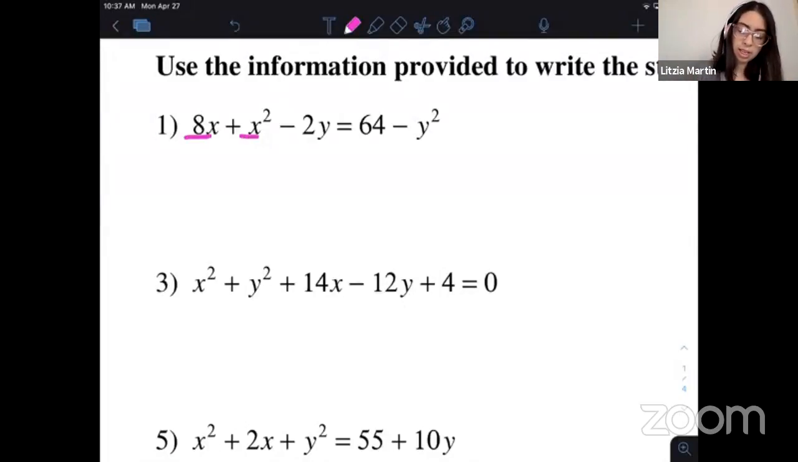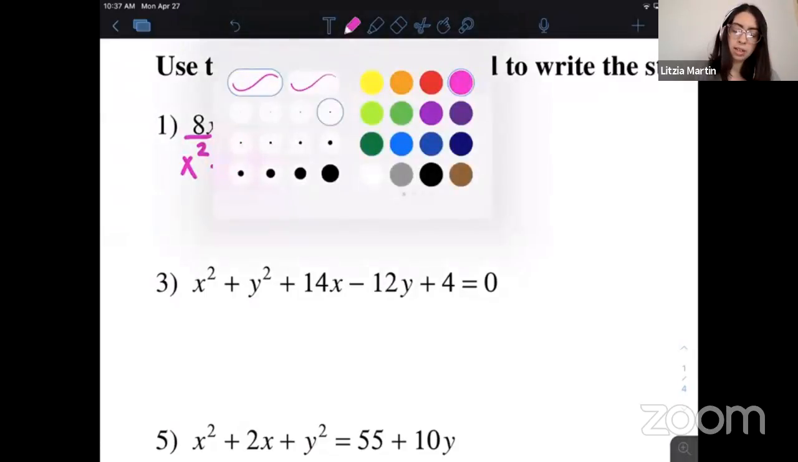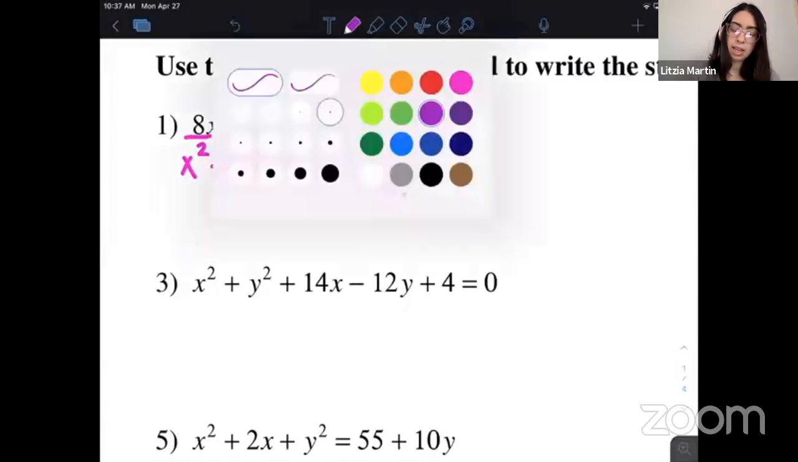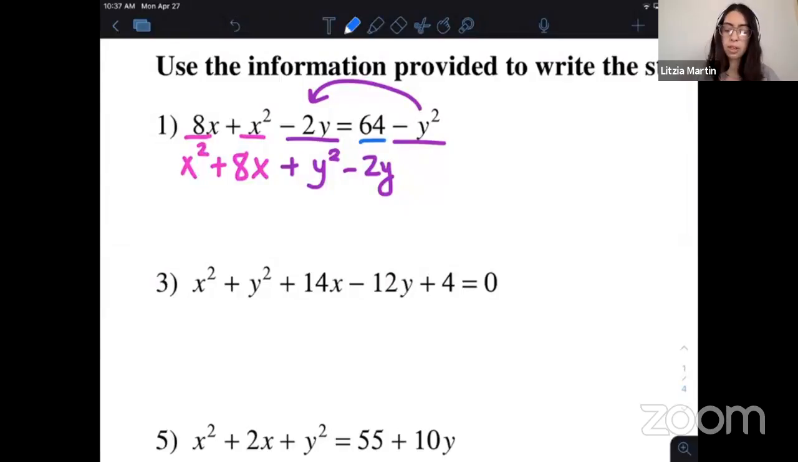So x is here. Remember, you do want to have it in order as well, so I'm going to switch those around. So I have x squared plus 8x. And then for y's, I have minus 2y. And then minus y squared is on the other side. I need to add it to the other side, so it'll become plus y squared minus 2y. And then the 64 is the only number, and it's already on the other side, so we keep it there.